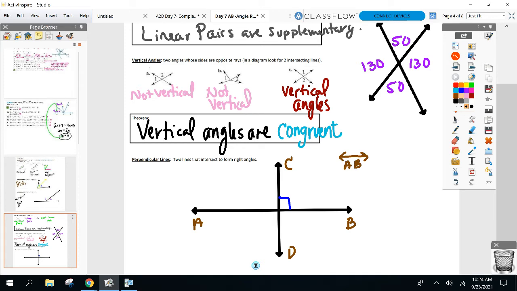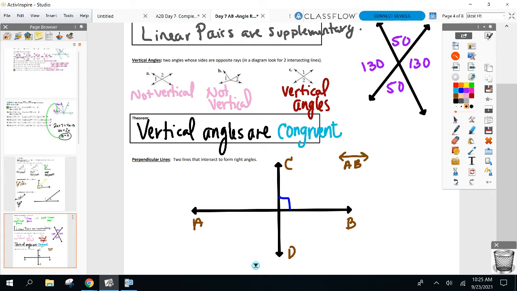Nobody in my second period class knew the symbol for perpendicular. There is a mathematical symbol for perpendicular. Anybody in here know it or want to try it? Is it like a line and then like a line going up? An upside down what? There you go. Upside down T.